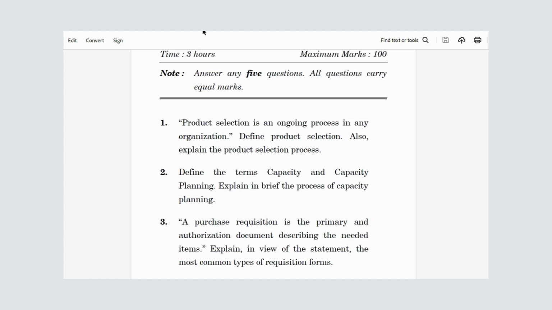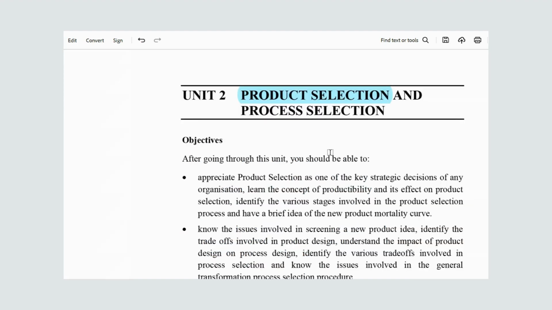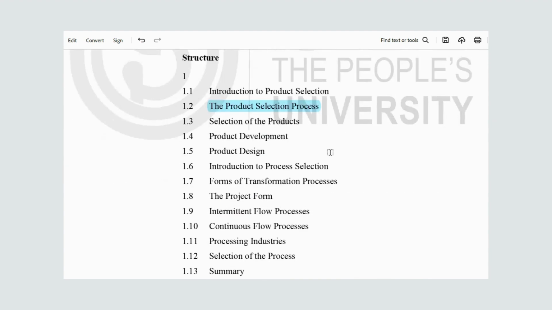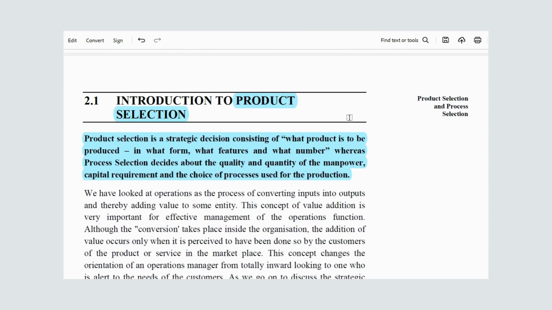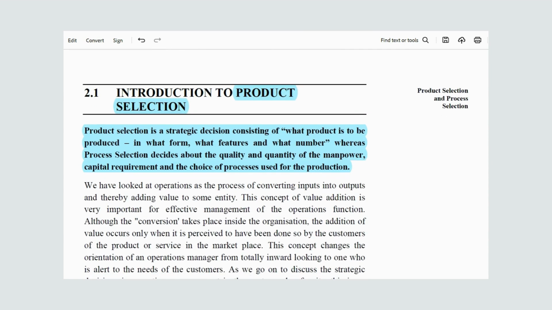Okay, so this question comes from Unit 2, Product Selection and Process Selection. In this unit, we can see the product selection process and what is product selection. All those things are given here in this unit. Okay, so let's get into the notes.